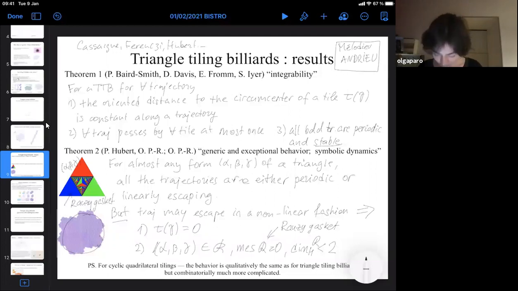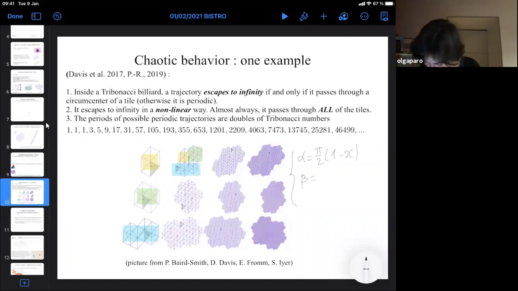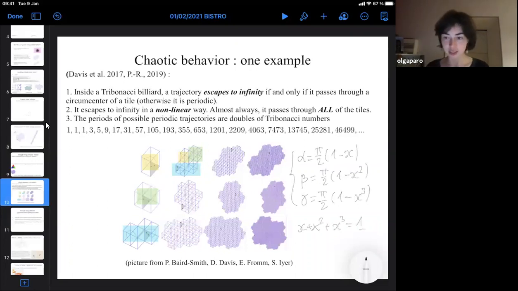Okay, so this is a statement for triangles. I just wanted to show you one example of chaotic behavior. I'm a little bit repeating what I said before, but this is an explicit example. You just have to take the three angles of your triangle and cook them up using the Fibonacci number, an algebraic number of degree three, such that x plus x squared plus x cubed is equal to one. You take the angles of the triangle as follows. And you construct a triangle tiling with these angles. And you will see that on this tiling, a trajectory will escape to infinity only if it passes through a circumcenter of a tile. And it will escape to infinity for sure in a nonlinear way. And almost always, it will pass through all the tiles of the tiling.